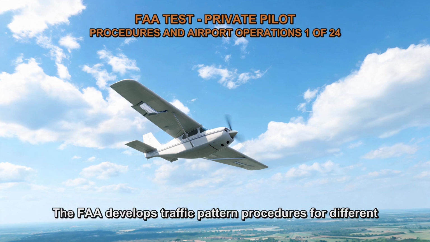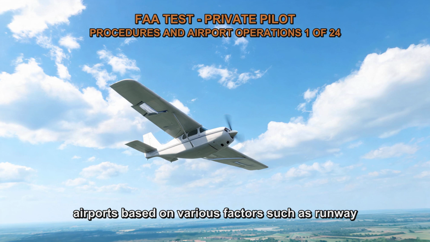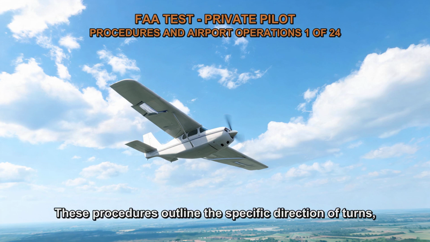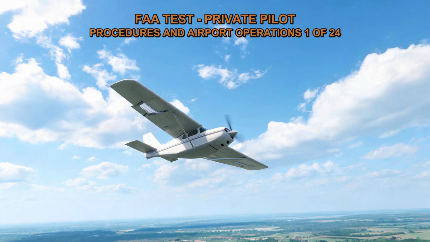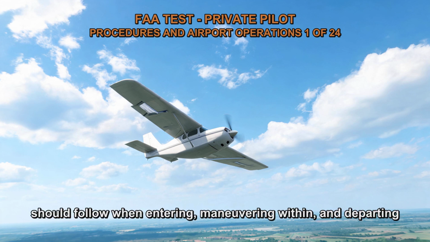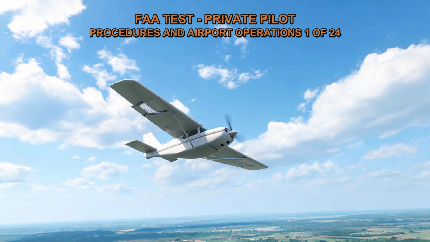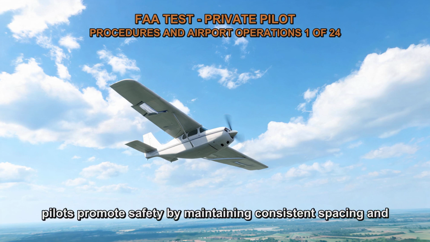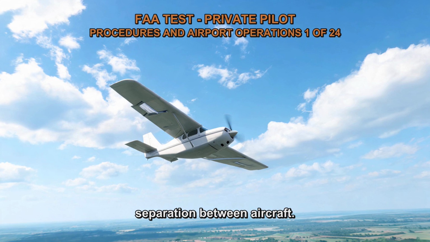The FAA develops traffic pattern procedures for different airports based on various factors such as runway orientation, prevailing winds, and surrounding terrain. These procedures outline the specific direction of turns, altitude restrictions, and other key parameters that pilots should follow when entering, maneuvering within, and departing from the traffic pattern. By complying with the established procedures, pilots promote safety by maintaining consistent spacing and separation between aircraft.